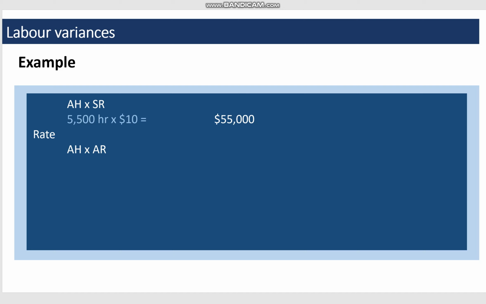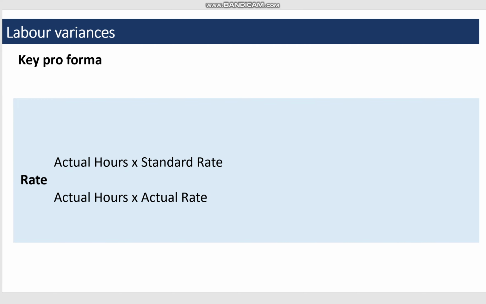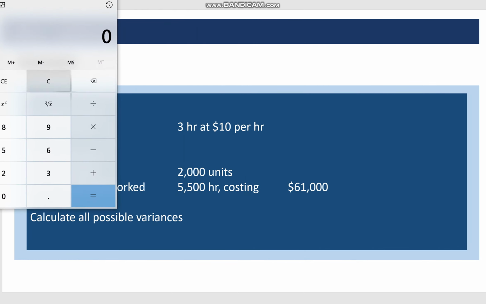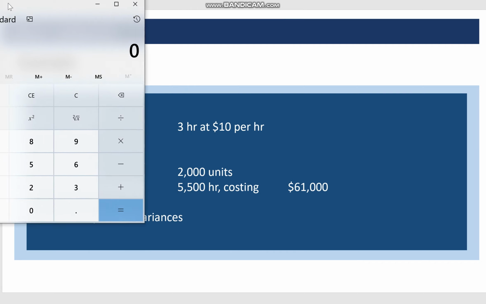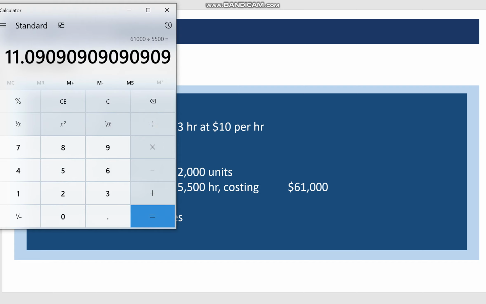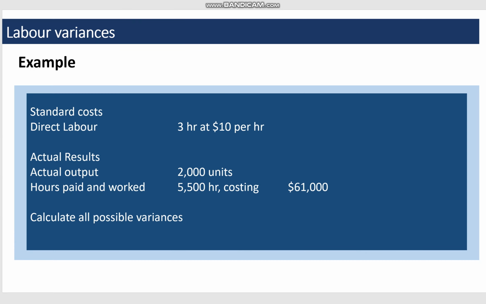Now we are going to compare the actual hours into standard rate with actual hours into actual rate, which was given as the actual cost. The difference is minus $6,000, which is adverse. And it's not just because of the sign. Standard rate is $10 per hour. If I take you back to the question, the data says 5,500 hours costing $61,000. If I divide $61,000 over 5,500 hours, it tells me that we actually paid the workforce an average rate of 11.09 per hour, which is more than the standard rate, and therefore it is adverse, reflecting the overspending.